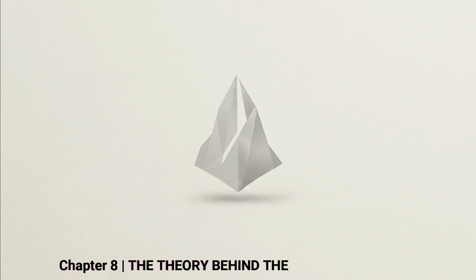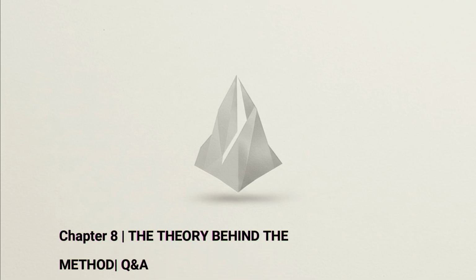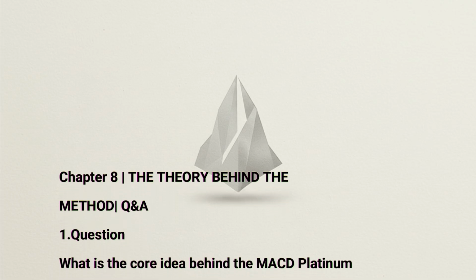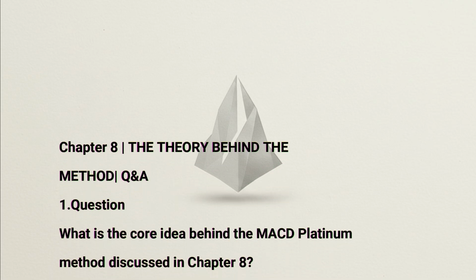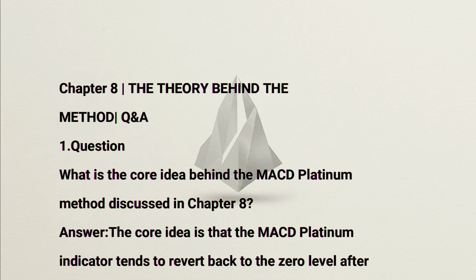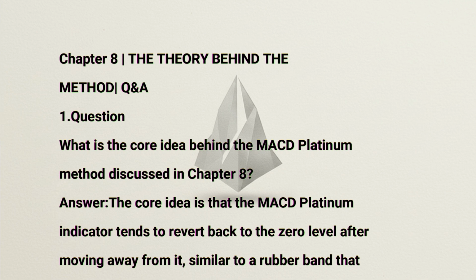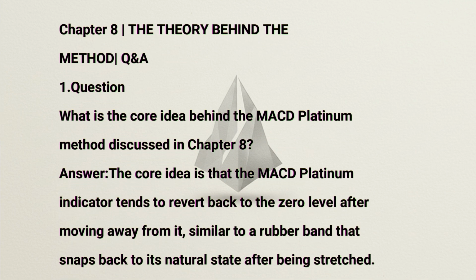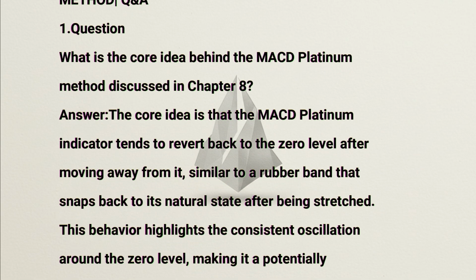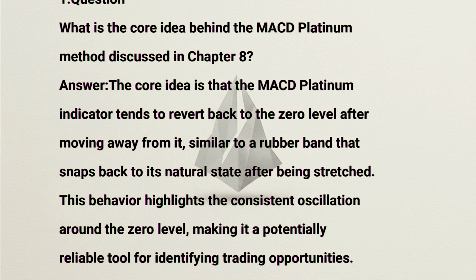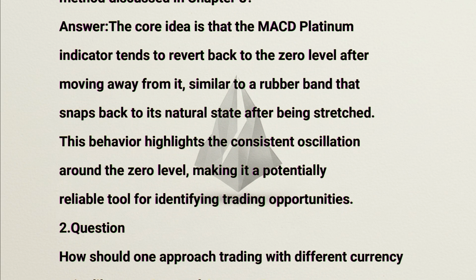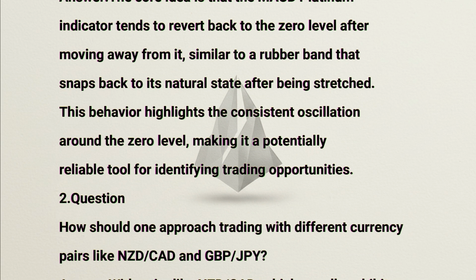Chapter 8. The theory behind the method. Q&A. 1. Question. What is the core idea behind the MACD Platinum method discussed in Chapter 8? Answer. The core idea is that the MACD Platinum indicator tends to revert back to the zero level after moving away from it, similar to a rubber band that snaps back to its natural state after being stretched. This behavior highlights the consistent oscillation around the zero level, making it a potentially reliable tool for identifying trading opportunities.